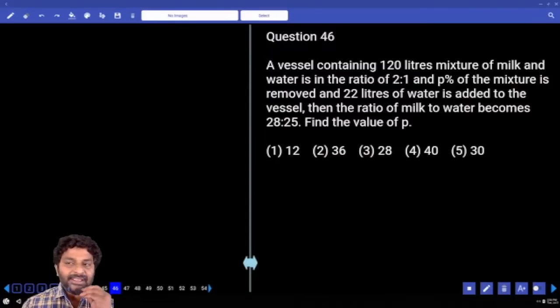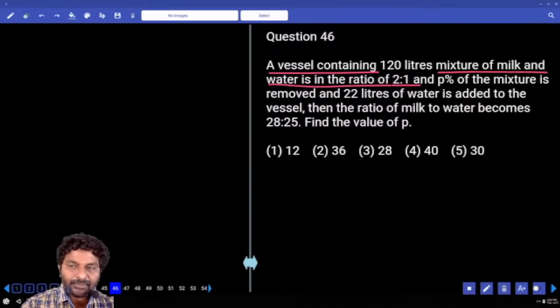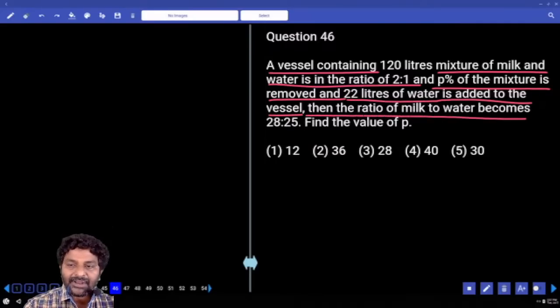A vessel containing 120 liters mixture of milk and water in the ratio 2:1. P% of mixture is removed and 22 liters of water is added to the vessel. Then the ratio of milk and water becomes 28:25. Find the value of P.